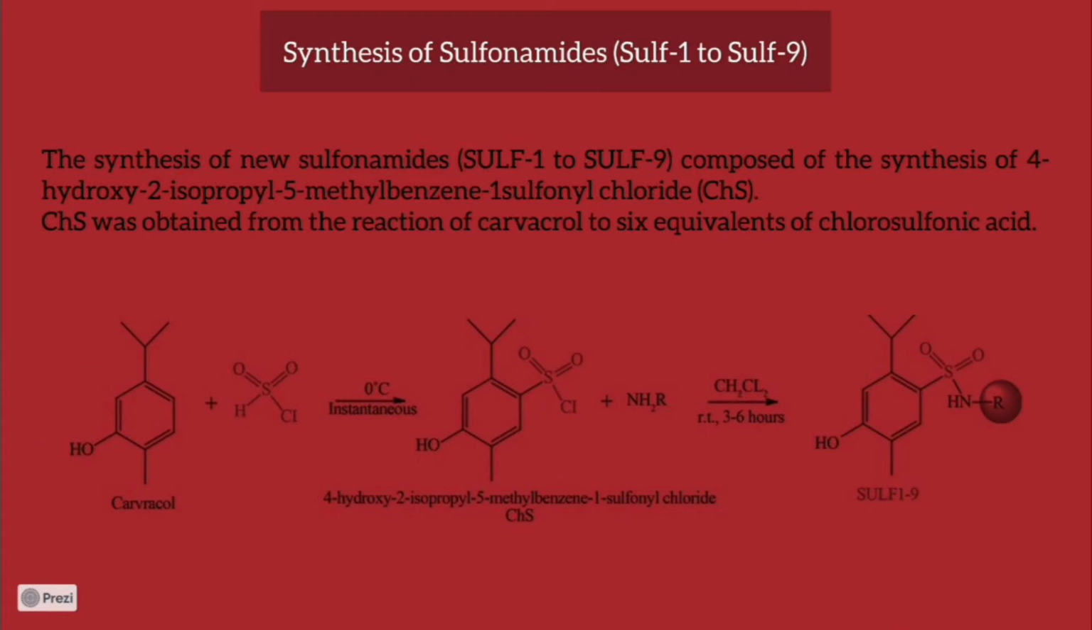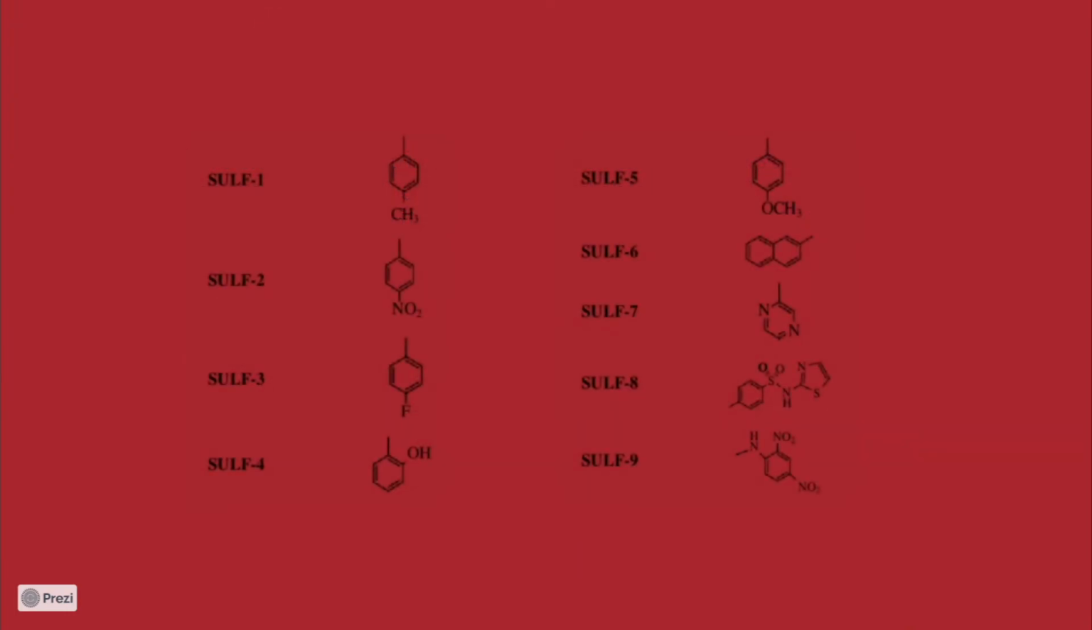Actually, this R group will determine which sulf product we will gain. If the R group is methylbenzene, the product is sulf1. If the R group is nitrobenzene, the product is sulf2. If the R group is fluorobenzene, the product is sulf3. If the R group is orthohydroxybenzene, the product is sulf4. If the R group is methoxybenzene, the product is sulf5.